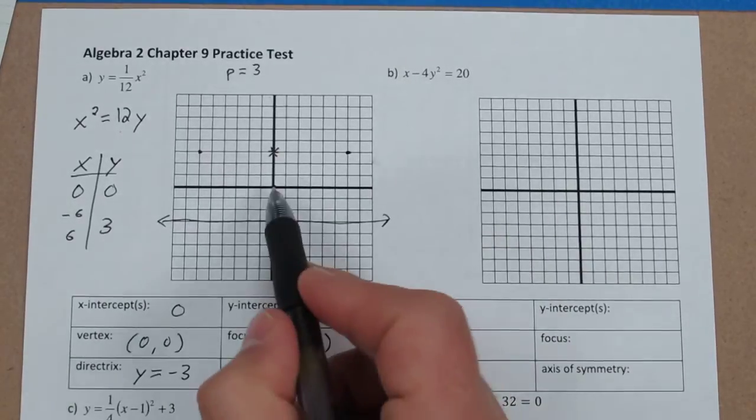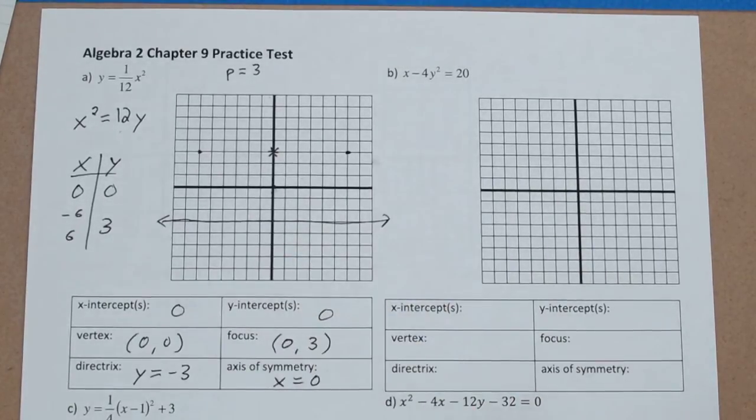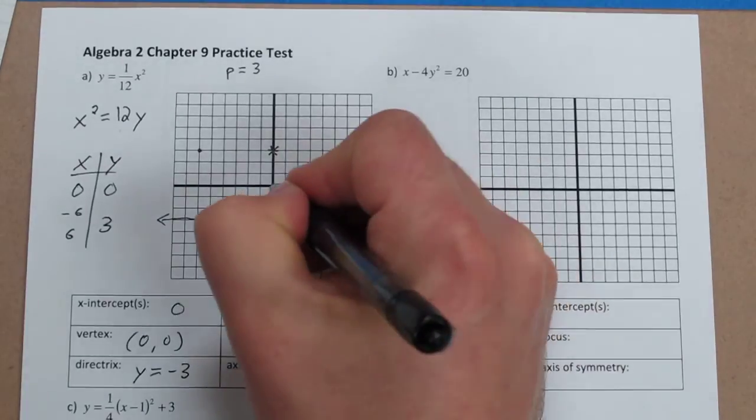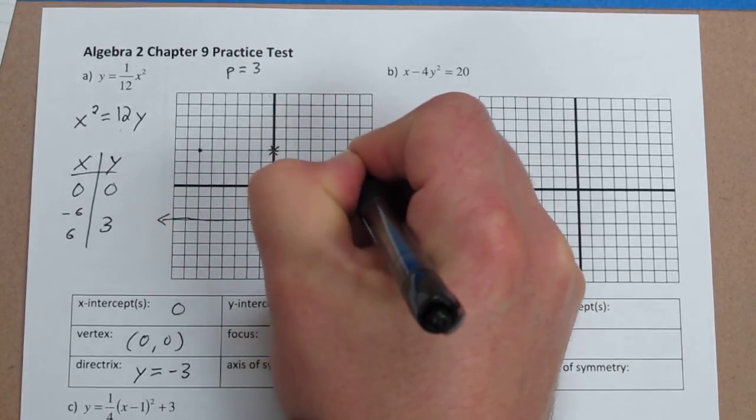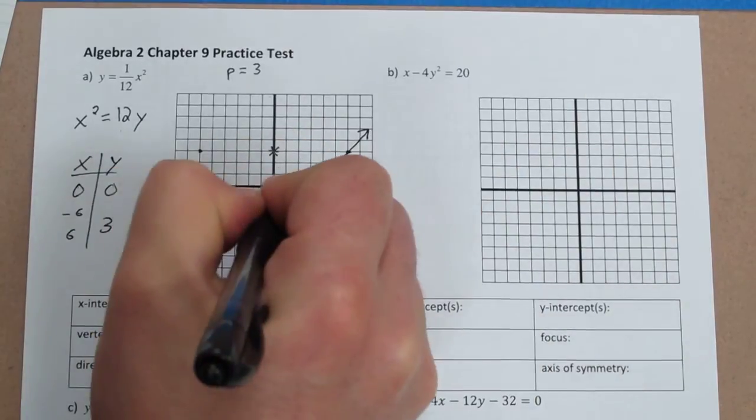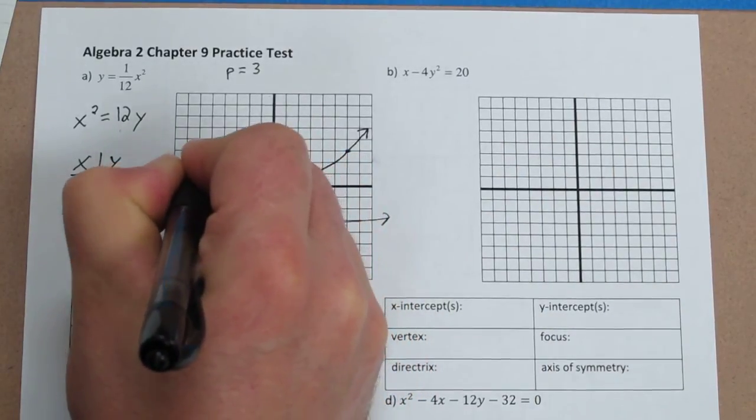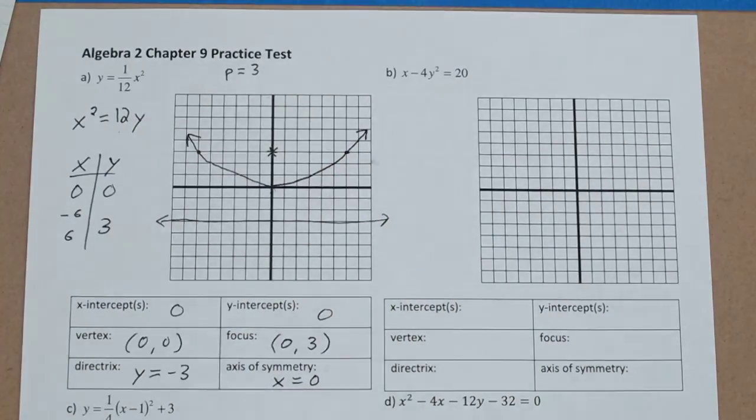All right, so here's our vertex. Here's 2 more points that are on the graph. An approximate sketch of this parabola would be like this. There we have it.